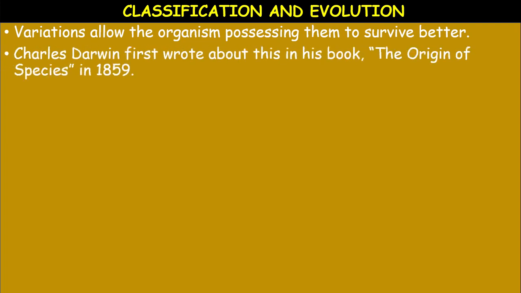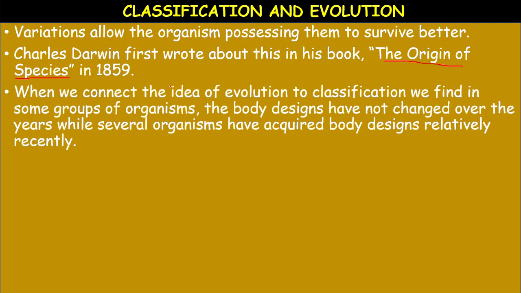Charles Darwin is a famous scientist. He first wrote about this evolution in his book. The book's name is The Origin of Species. How nice the name is. In 1859, he wrote this book, The Origin of Species, written by Charles Darwin.